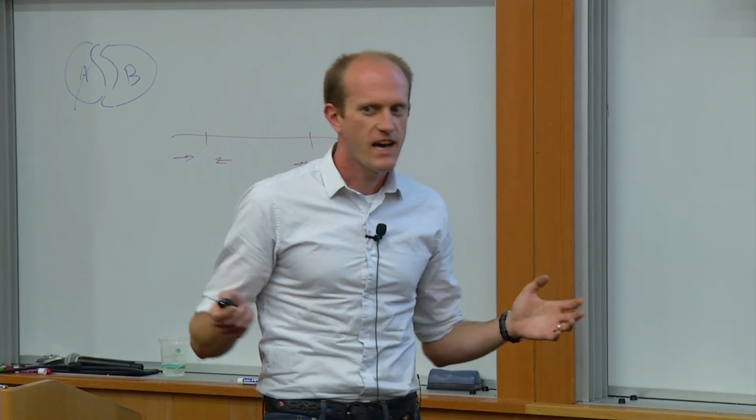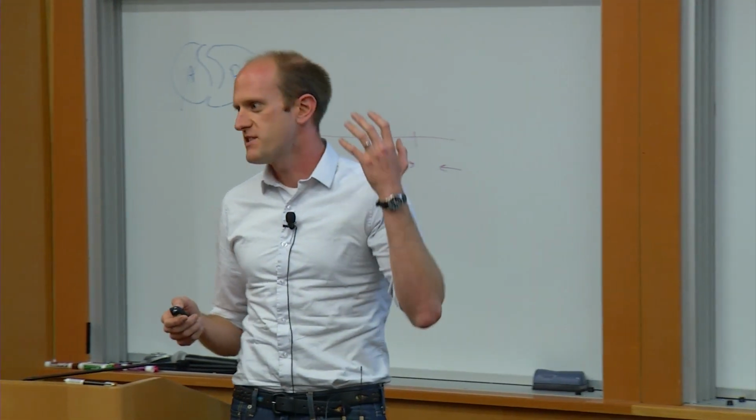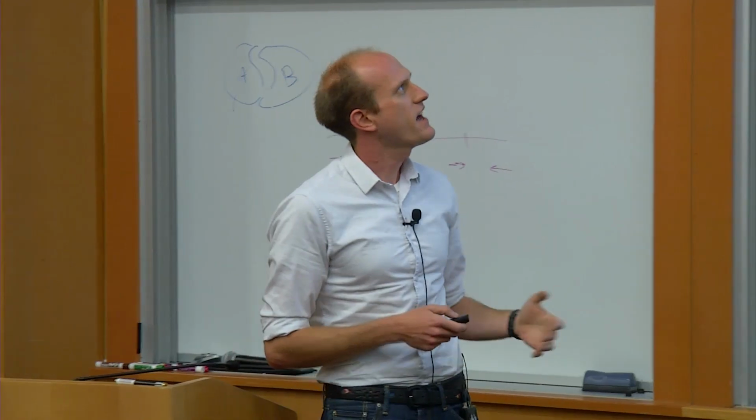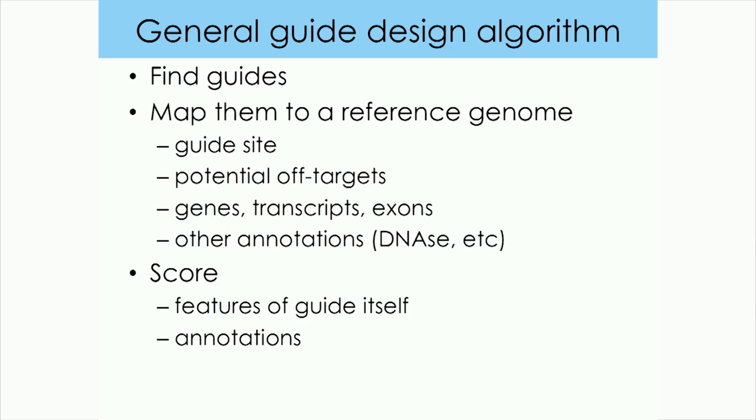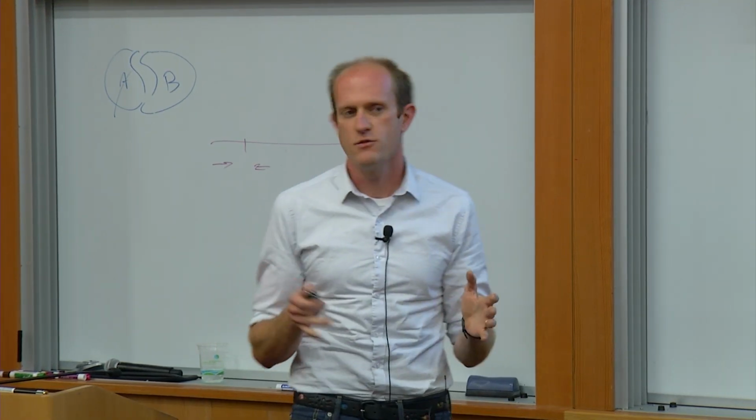So any kind of guide finding algorithm, whether you're doing this in your head or on a computer, comes down to this. You want to first find the guides. So basically, where are places that would be guides? You want to map them to some kind of reference genome. And this tells you both where the guide itself is, and it also tells you potential off-targets, because maybe it maps to 20 different places. OK, that would be bad. Or is this a very unique sequence in the human genome?